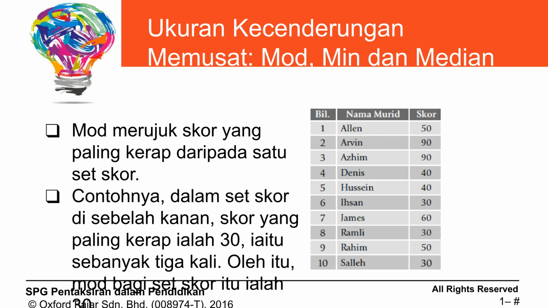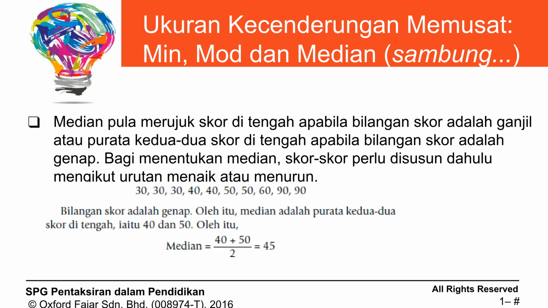The mode is the most frequent score in a set. In the example set, the mode is 30, appearing 3 times. The median is the middle score for an odd number of scores, or the average of the 2 middle scores for an even number of scores. Scores must first be arranged in ascending or descending order.